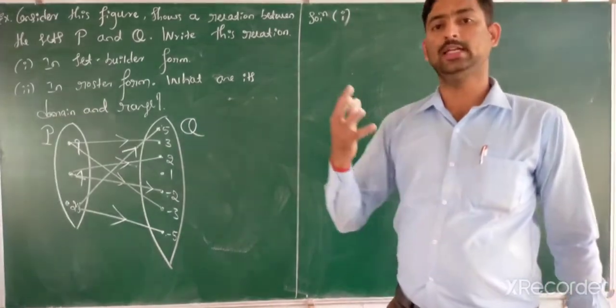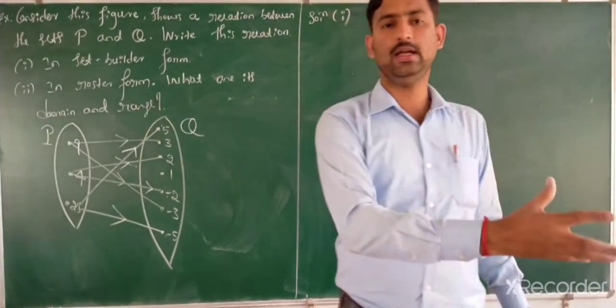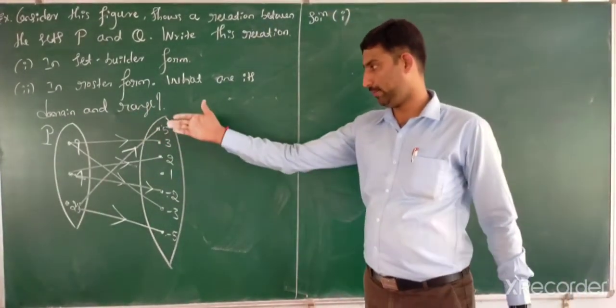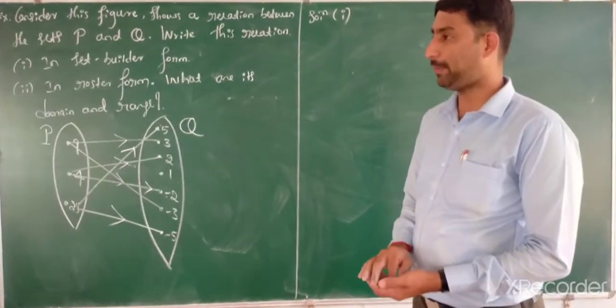What type of relation? Some value squares, nothing but one of the important values. There is nothing but important value in the set capital P.